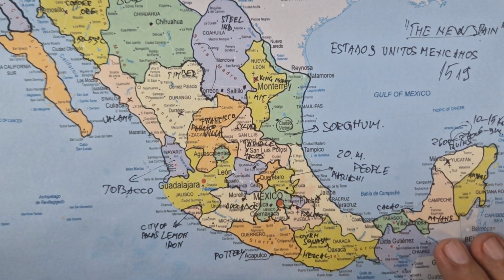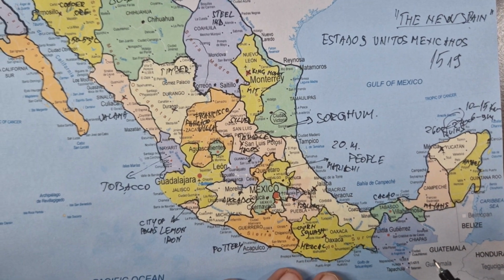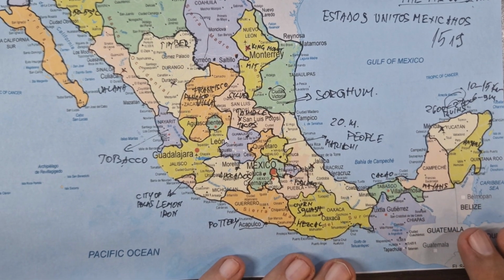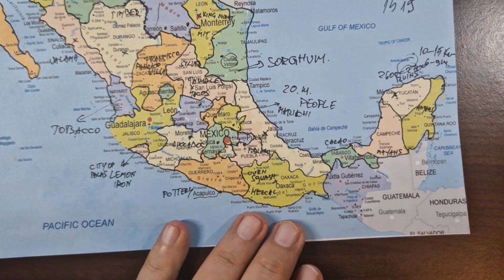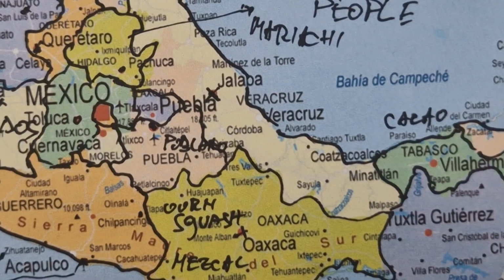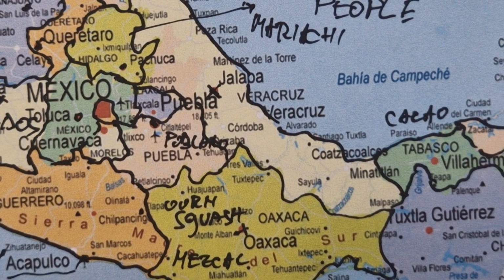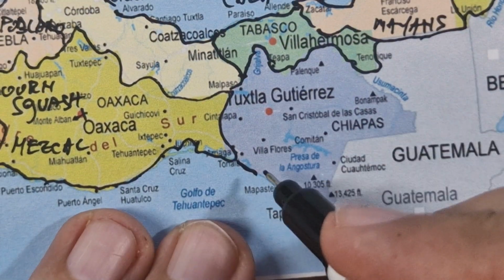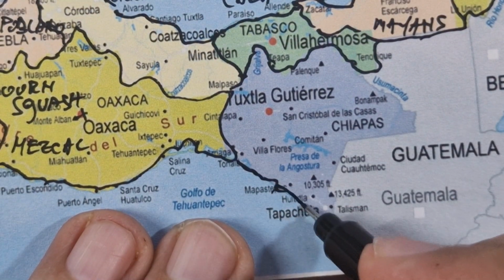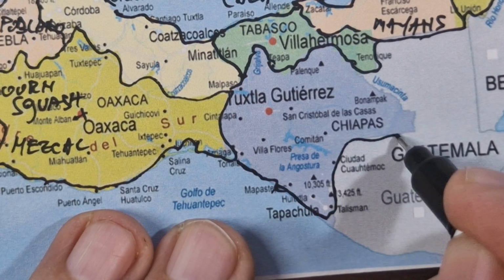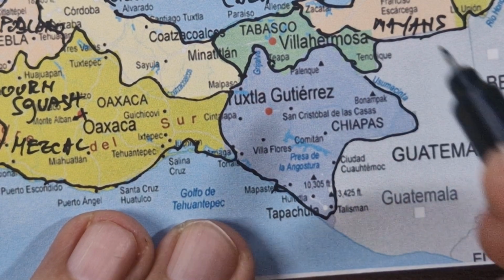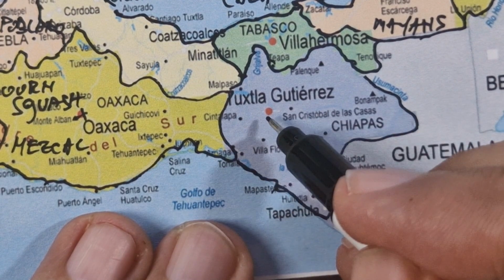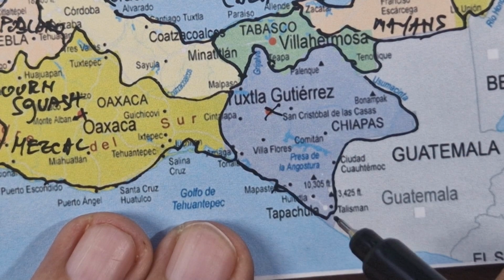Okay, there are two states that remain, and I passed over them without any intention. One is Chiapas. Here we have Chiapas, and the capital is Tuxtla Gutiérrez.